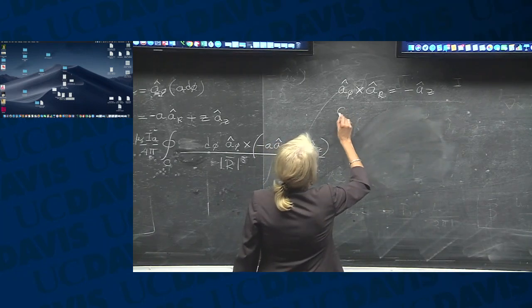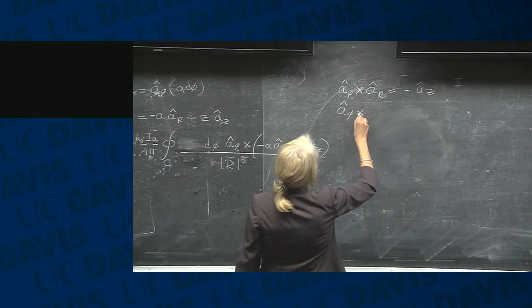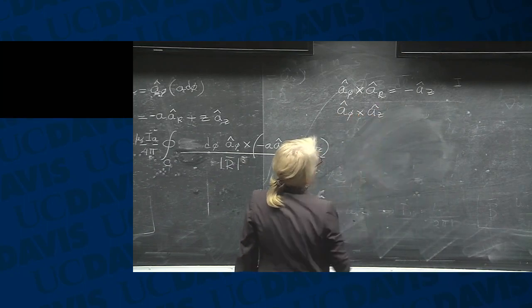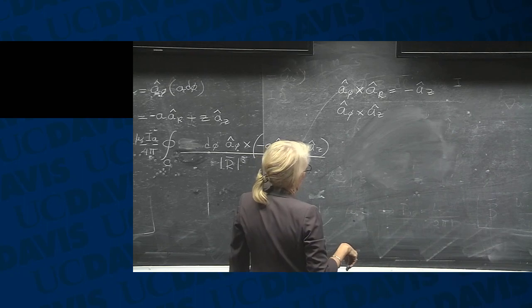And then we have a sub phi cross a sub z. How much is this going to be?